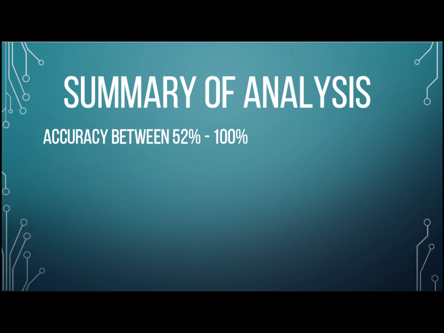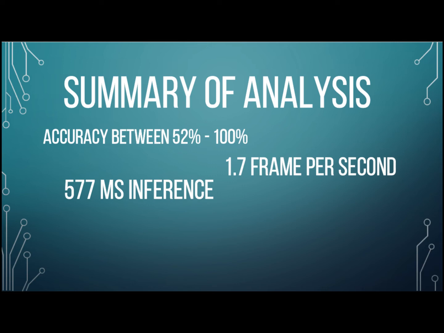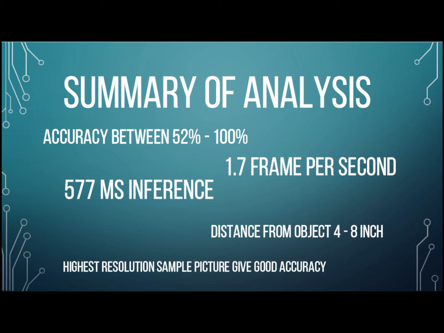The FPS of the screen is 1.7 and inference is 577 ms. The best position for the camera is around 4 inches to 8 inches, and the highest resolution of sample picture will give a better result.